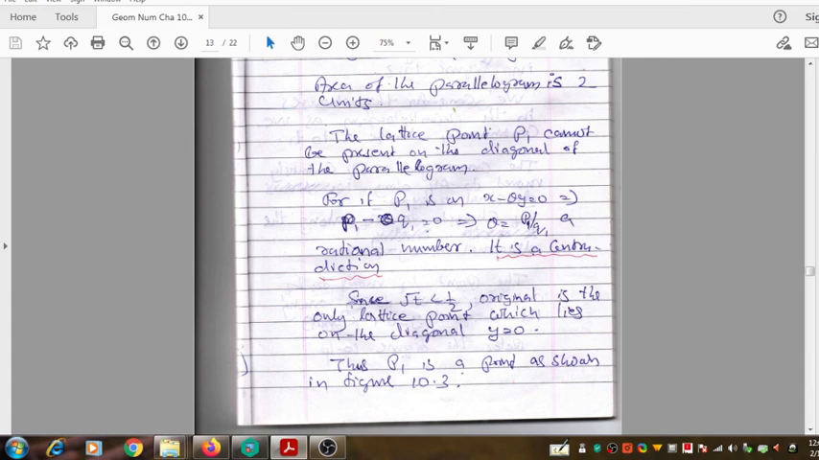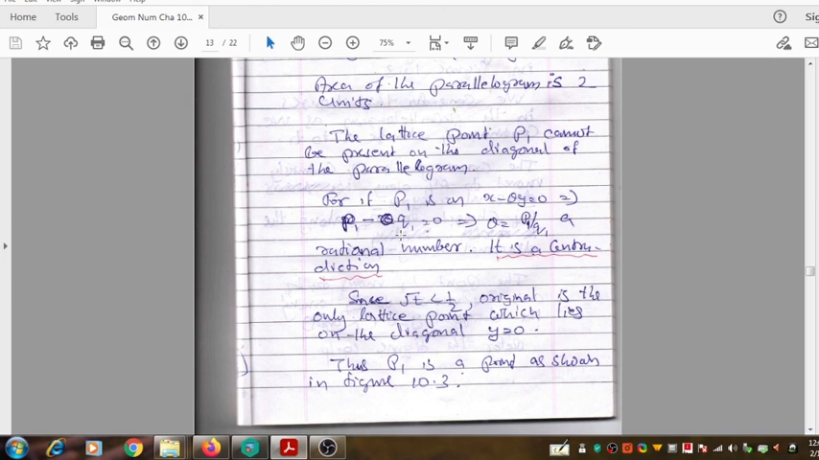For if P1 is present on the diagonal x minus theta y equal to 0. See, suppose P1 is present on the diagonal x minus theta y equal to 0, then that can imply the following. P1 has coordinates P1, Q1, right? And then the third coordinate value is 0, but the first 2 coordinate values are P1 and Q1.